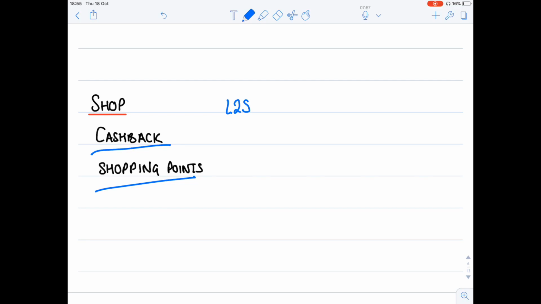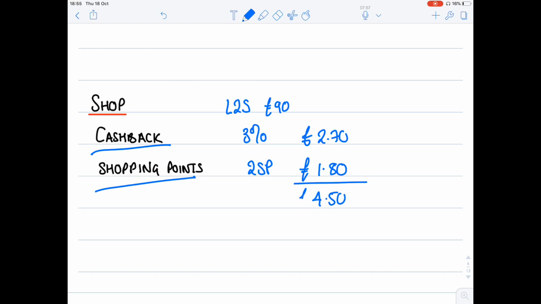Love to Shop, if we top up our Love to Shop cards with £90, we get 3% cashback and 2 shopping points. 3% cashback equates to £2.70. And shopping points? Well, each shopping point is worth 90 pence. So 2 shopping points, we get £1.80. Altogether, we're getting £4.50 back. So we spend £90 on our clothes, our outfits, and we get £4.50 back.